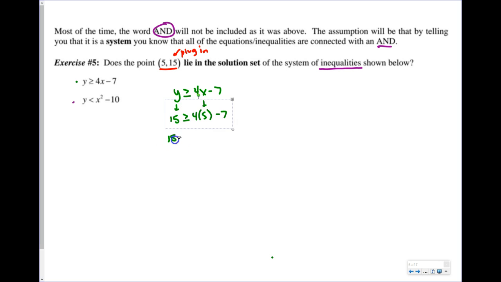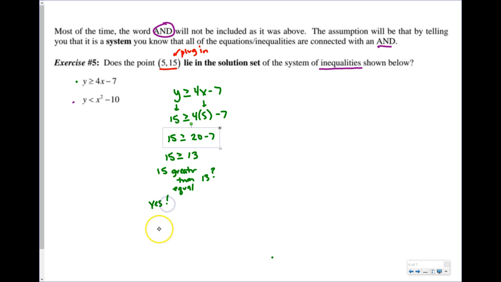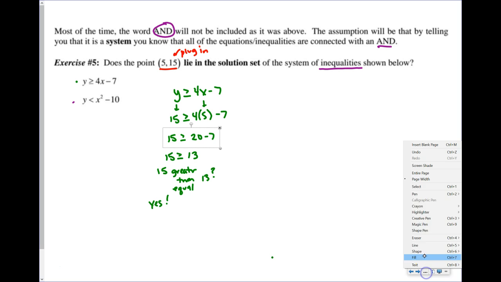So I have 15 greater than or equal to 5 times 4, which is 20, and then I bring down the 7. 15 greater than or equal to 20 minus 7, which is 13. Is 15 greater than or equal to 13? Yes, so this one is true. Now let's try the purple one.